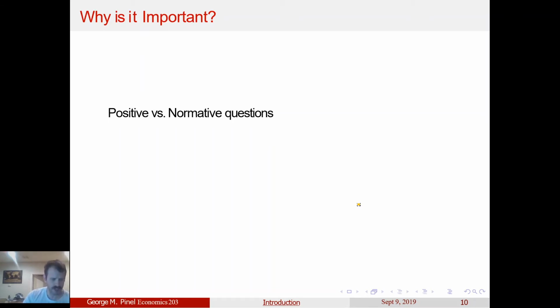Is the minimum wage fair? Is not something that can be studied. It can be evaluated. You can use a positive question to inform the normative question. You can say, is the minimum wage fair? No, because it increases unemployment. Or you can say the minimum wage is fair because it does not increase unemployment.